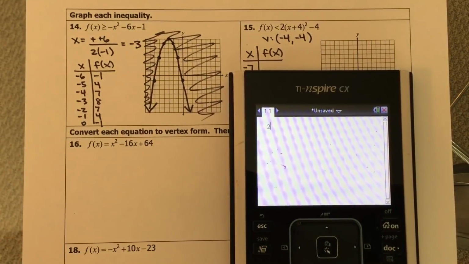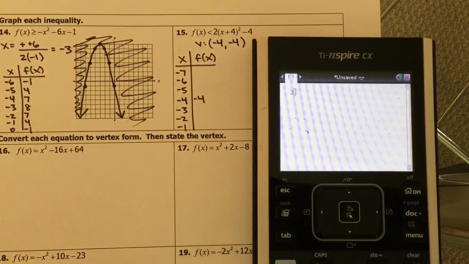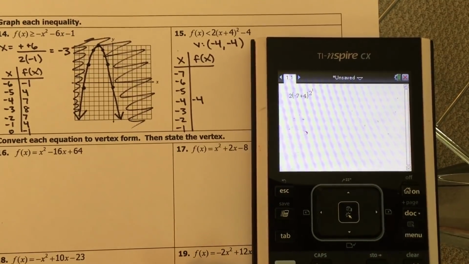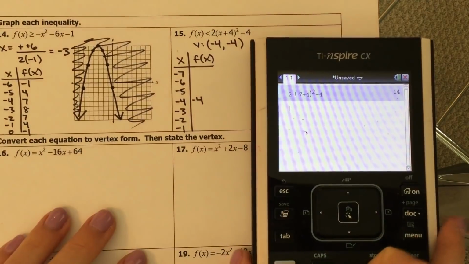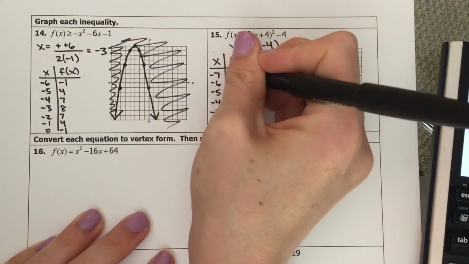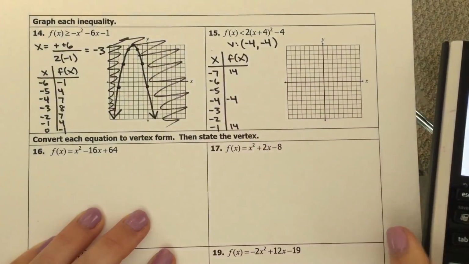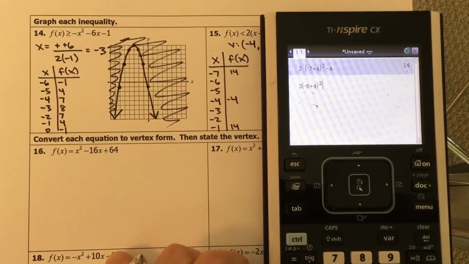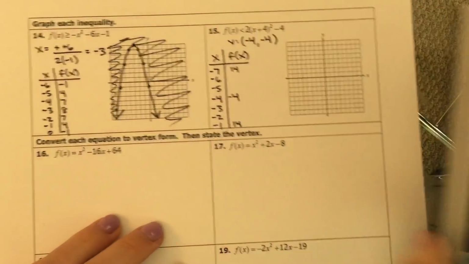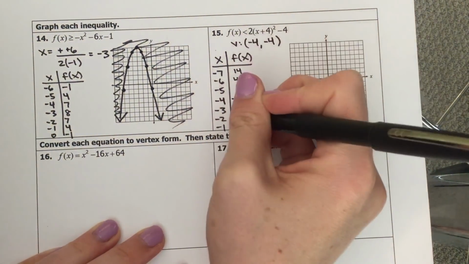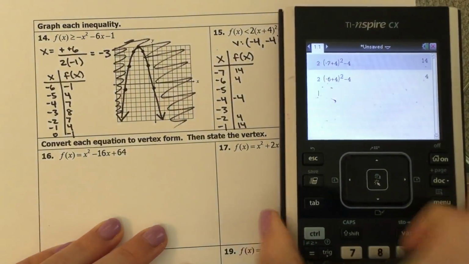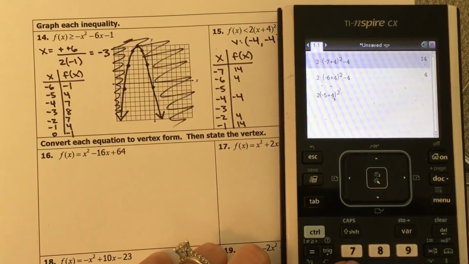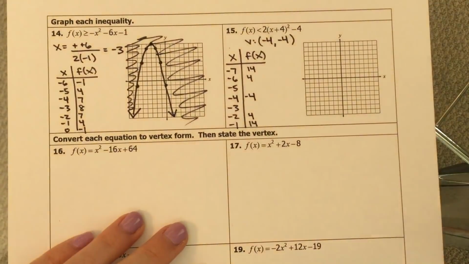Okay, so 2 times (negative 7 plus 4) squared minus 4. So that's my first value, 14, definitely going to be off the grid. Next value, the negative 6, 2 times (negative 6 plus 4) squared minus 4. That's a 4, so that'll take us back onto the grid. And the last one is the negative 5, 2 times (negative 5 plus 4) squared minus 4. And that gives us a negative 2.